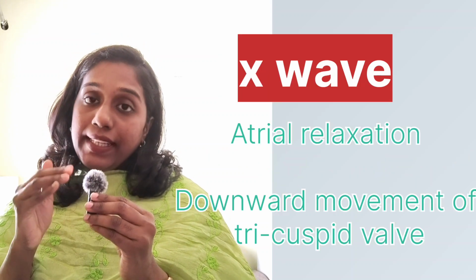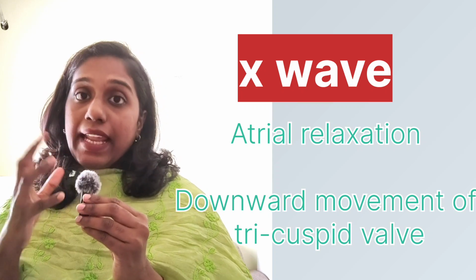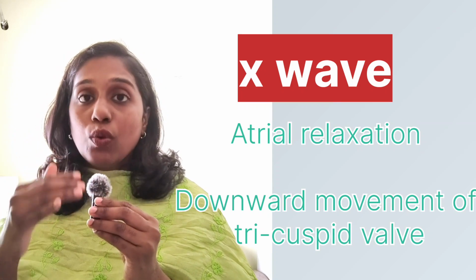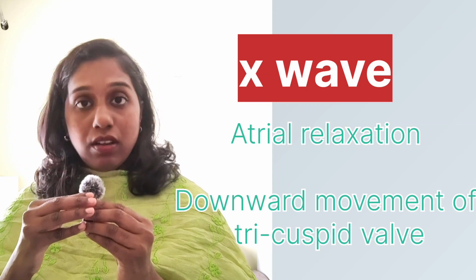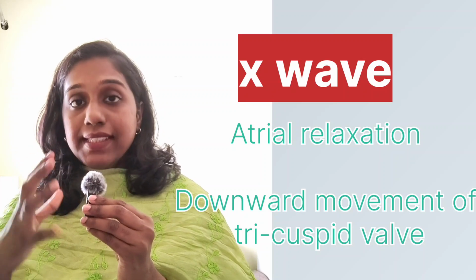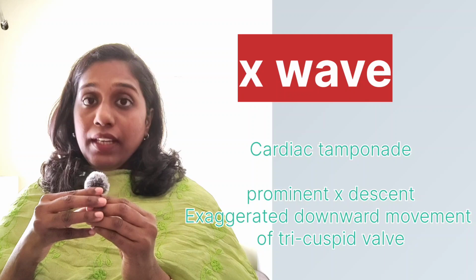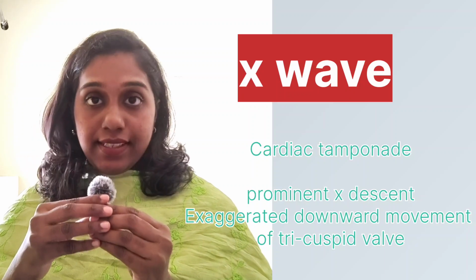Next comes the X descent. In the X descent, atrial relaxation and downward movement of the tricuspid valve occur. When the atria relax, the pressure falls. So the decrease in pressure causes a negative wave, that is the X descent. In cardiac tamponade, we will get a prominent X descent.